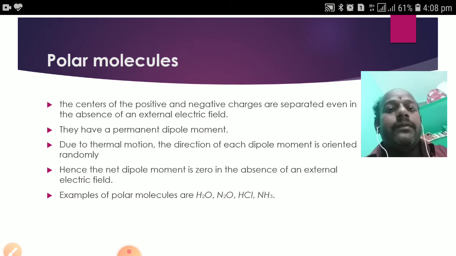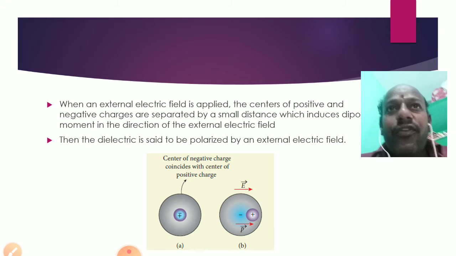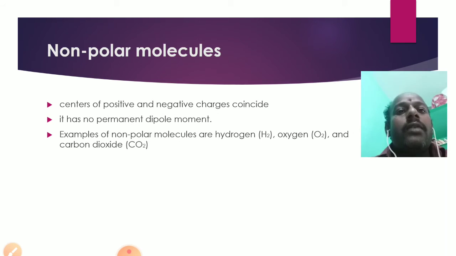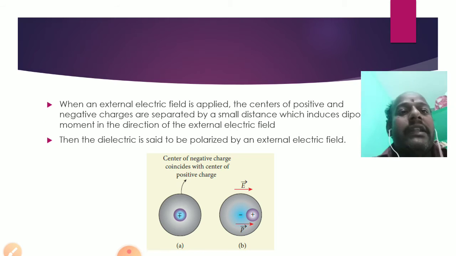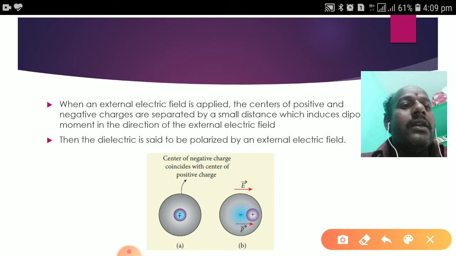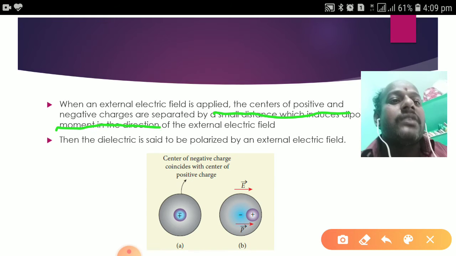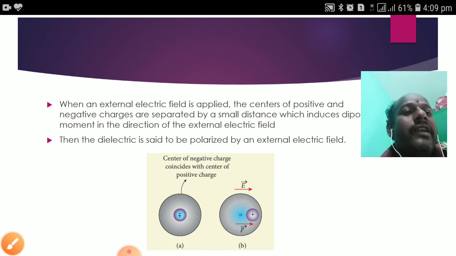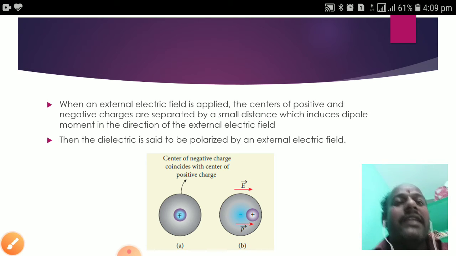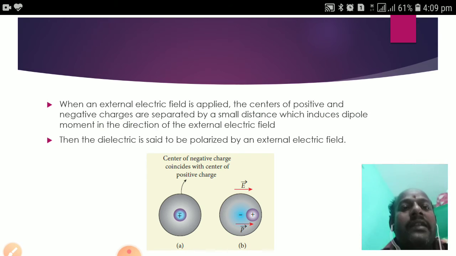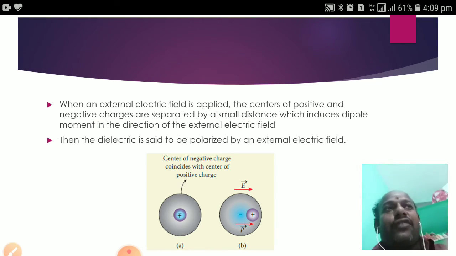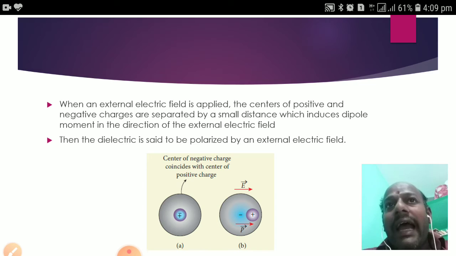Right, now what happens when an external field is applied? A non-polar molecule does not have a dipole moment, but when the external field is applied, the centers of positive and negative charges get separated. This induces a dipole moment in the direction of the external electric field, so the dielectric is said to be polarized by the external electric field. When a non-polar molecule is placed in an electric field, it produces some polarization. Due to that polarization, it creates some electric field inside the dielectric.